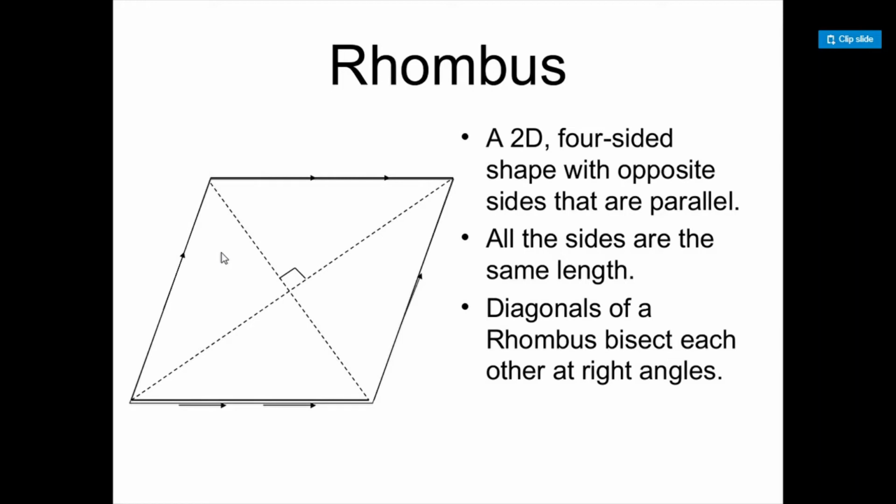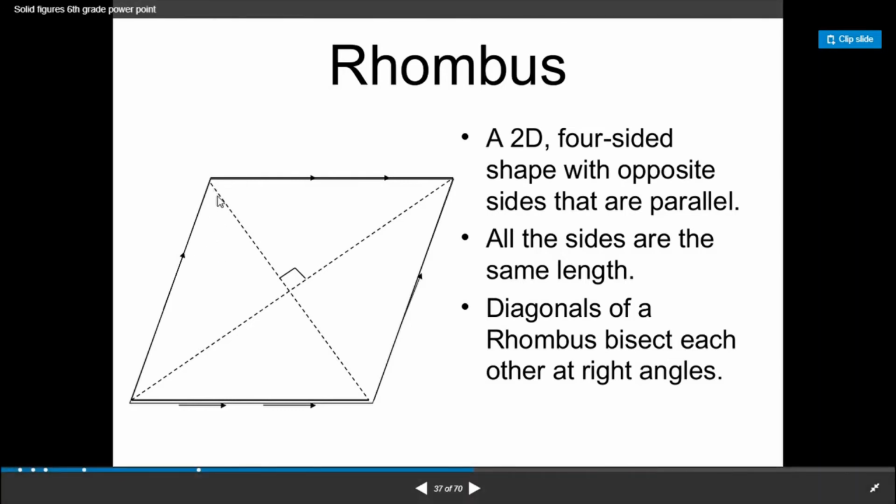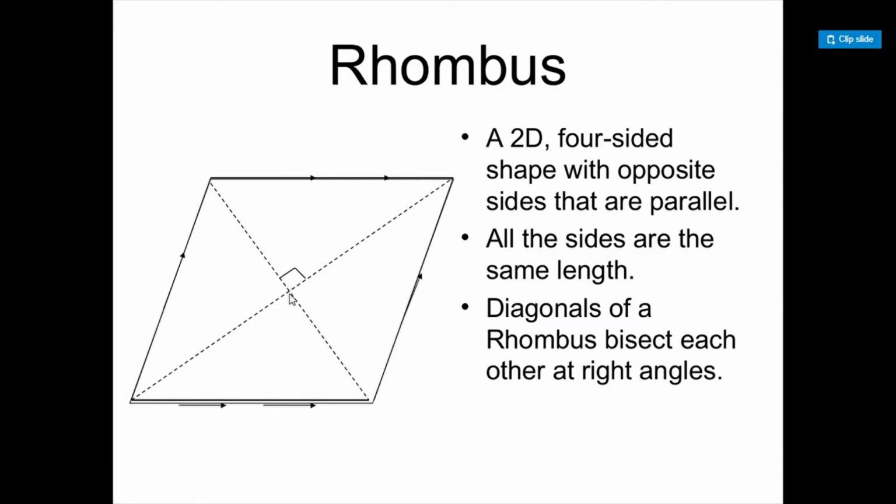Diagonals of a rhombus bisect each other at right angles. So they form the diagonals. This one is a diagonal. So the diagonals of a rhombus form a right angle, right angles that measure 90 degrees.